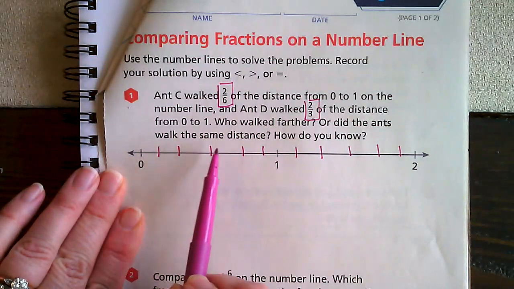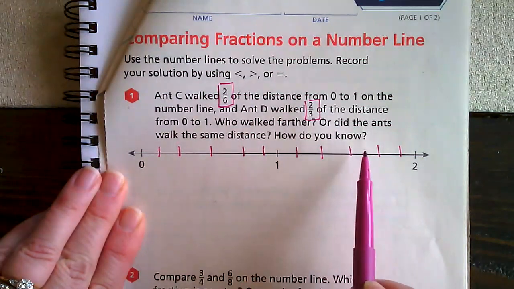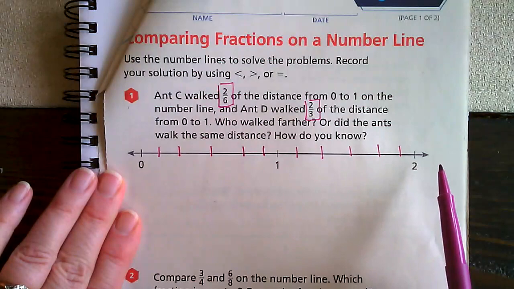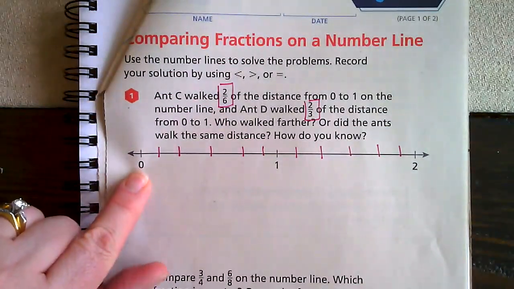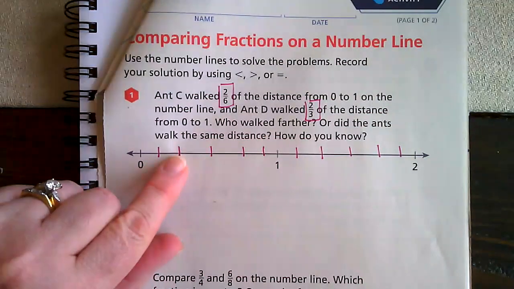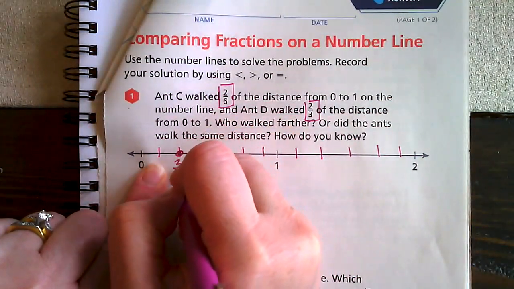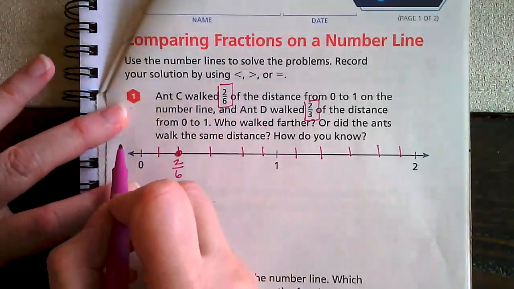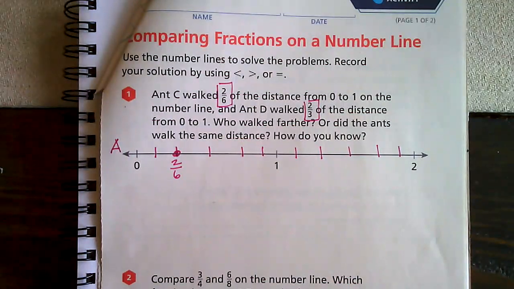1, 2, 3, 4, 5, 6. 1, 2, 3, 4, 5, 6. So now let's find where 2/6 would be. Count with me. 0/6, 1/6, 2/6. There's 2/6. That's Aunt A. I'm just going to mark that with Aunt A. Nope, Aunt C. Sorry.